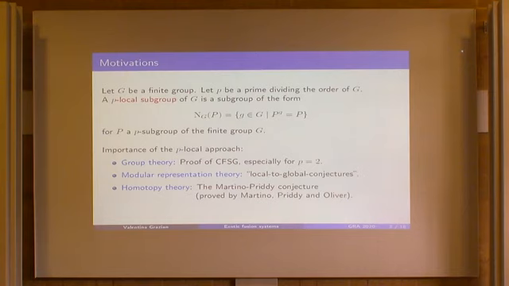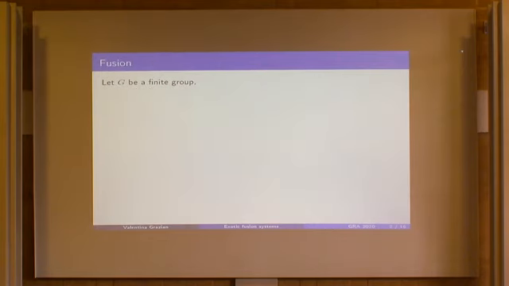Another example is modular representation theory. We all know nowadays many conjectures are of the kind local to global. So we study the situation locally, p-locally, and we get information globally. And then we also have applications to homotopy theory. An example is the Martino-Priddy conjecture, that's now a theorem, that roughly speaking relates the p-local structure of groups to the p-completion of their classifying spaces. So it seems important to get a better understanding of the p-local structure of finite groups. And as I said, the way to do that nowadays is via the theory of fusion systems.